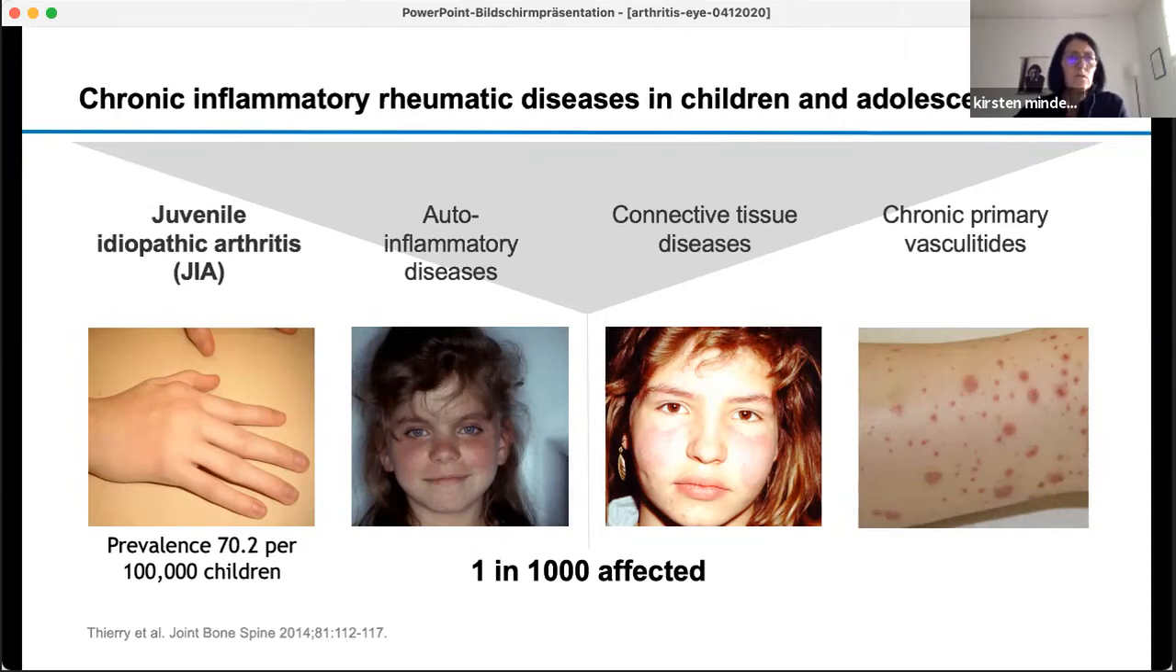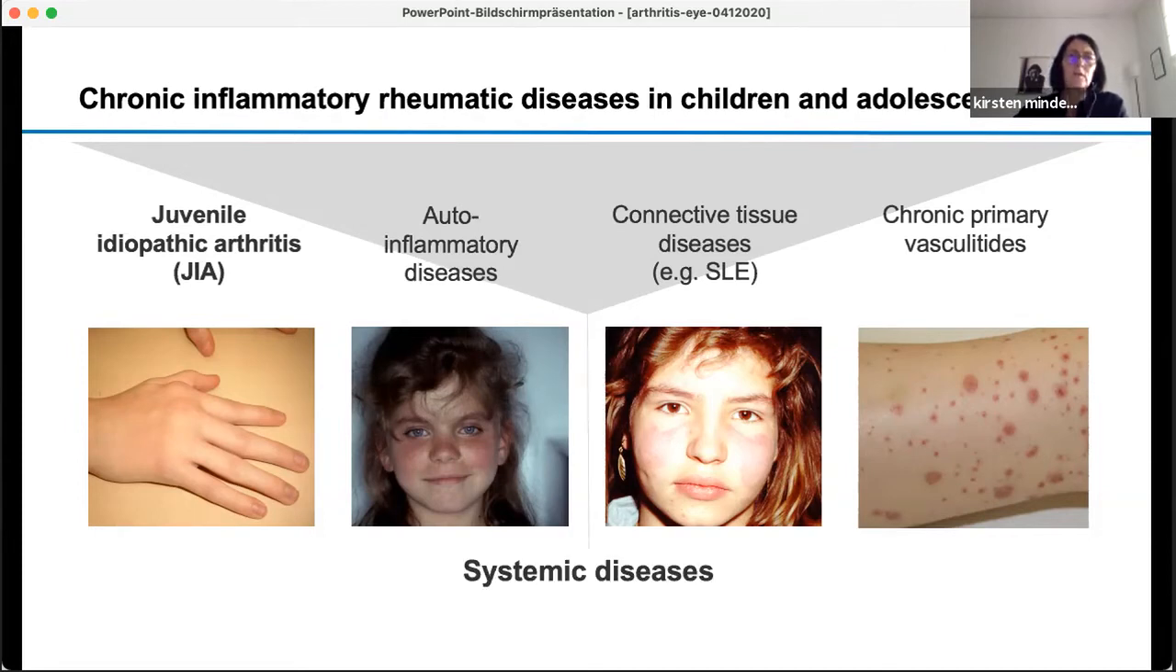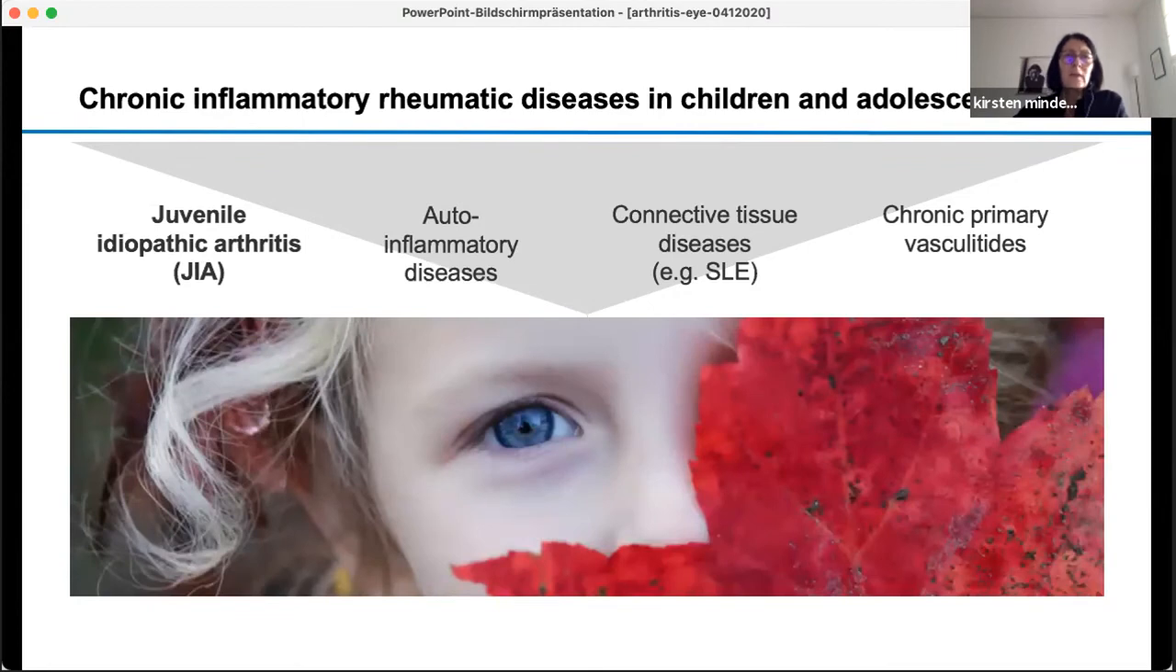In comparison to JIA, autoinflammatory diseases and connective tissue diseases are about 10 times less frequent, and vasculitis are even 100 times less frequent. And all these diseases are systemic diseases, and they can affect not only the joints and the skin, as you can see here, but also several organs, including the eye. In almost all of them, an eye manifestation in the form of an inflammation can occur.